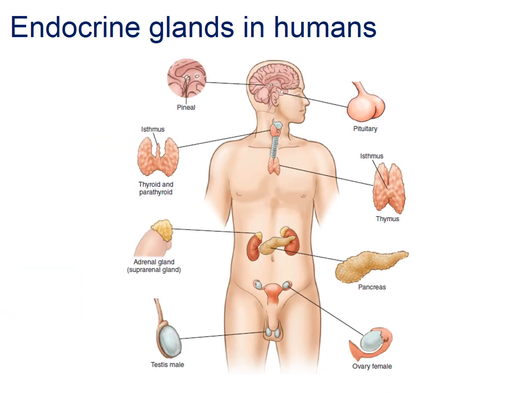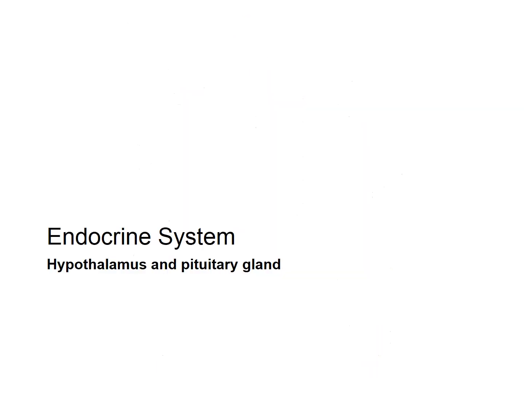So this slide shows you all the endocrine glands, or the major ones, that are found in the human body. We will be labeling this diagram in the course pack at the end of the lectures, and we will be writing out all the hormones that are coming out from these glands. So for now, just take a look at the picture and see what kind of organs are there, and we'll revisit it at the end of the lecture.